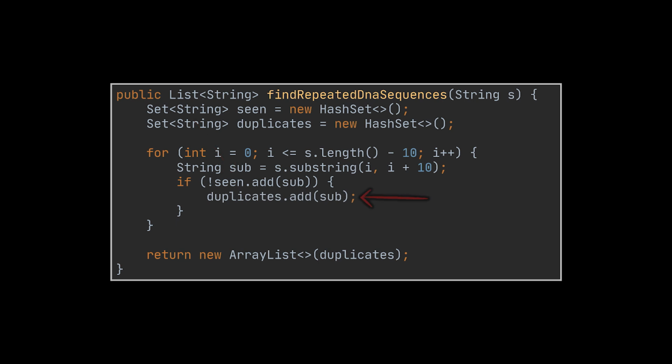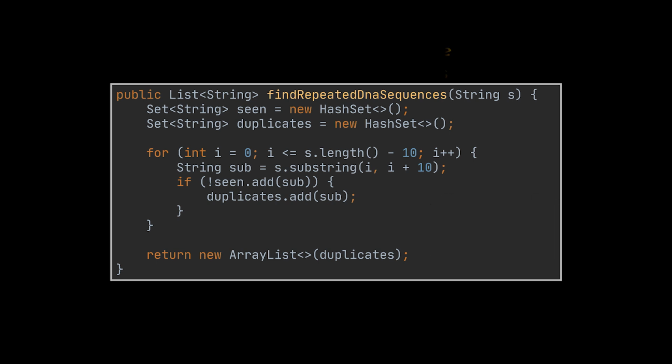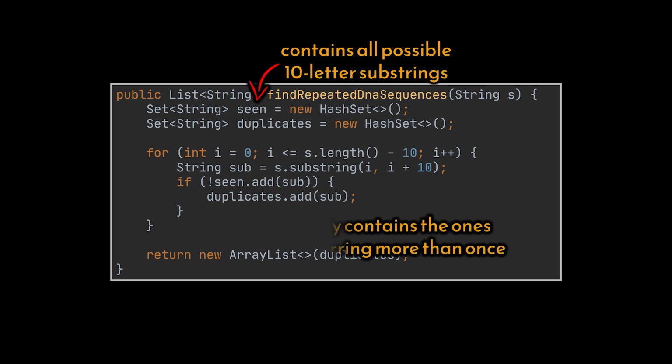You see, we don't actually care if it was seen 2, 3, or more times. All we care about is if it was seen once or more than once, regardless of the actual count. So, after the loop ends, the seen set will contain all possible 10-letter substrings extracted from the initial string, and the duplicate set will only contain the ones occurring more than once.